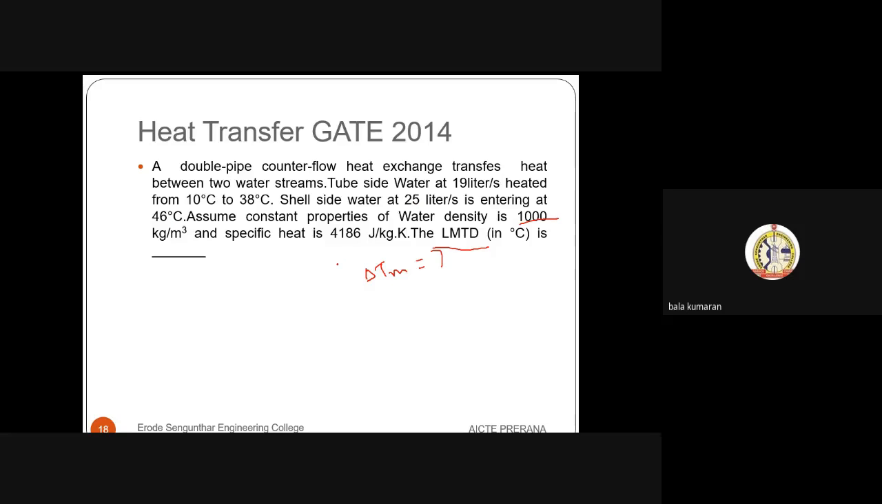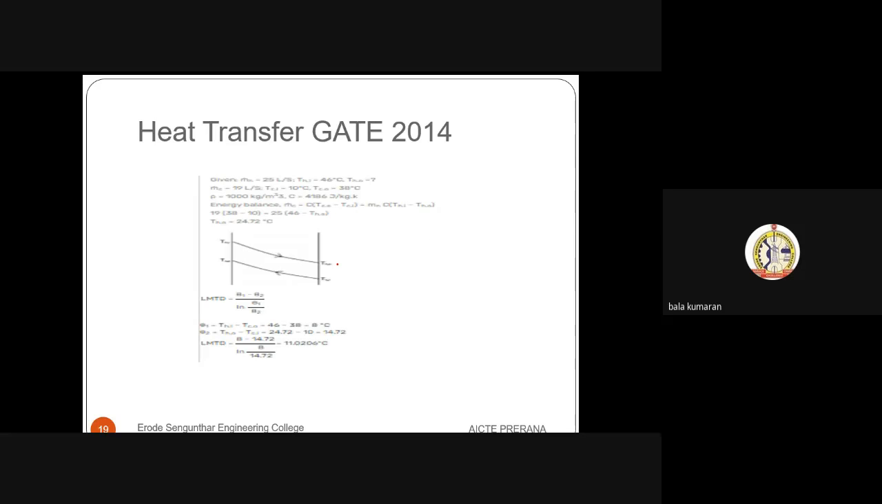Let me go for the answer, the solution to the question. The question answer is this. I said the formula is here. To know this, we should know the two temperatures. Here they have given you one temperature, that is 46, but we should find the 38 and these constants, all we have to find out. So to find it, we are using this formula with rho. They have given you rho and they have given you specific heat capacity.